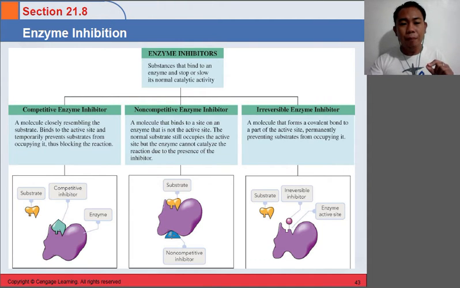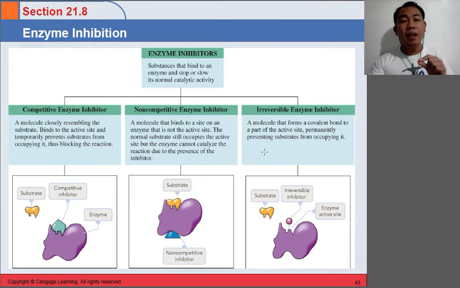Supposedly this inhibitor should interact here, but since the shape is different, it will interact on the other side of the enzyme. But what will happen? It still inhibits the reaction of the enzyme. Even if the substrate fits with the active site, the presence of the inhibitor limits the activity. That is why it is said to be an inhibitor, even though it is not competitive with the substrate. Still, it has an effect on the enzyme activity.